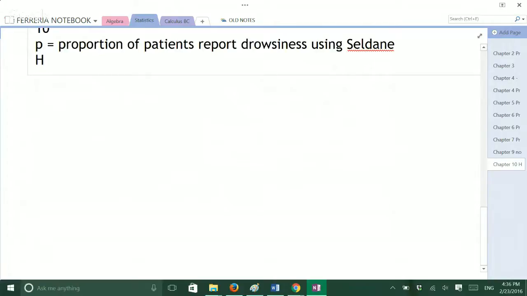Null hypothesis. We want to test it against a placebo, right? So we want to see if it's greater than the placebo.